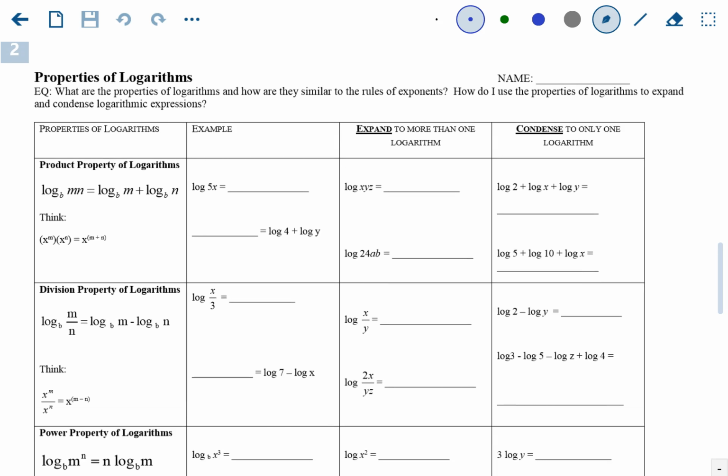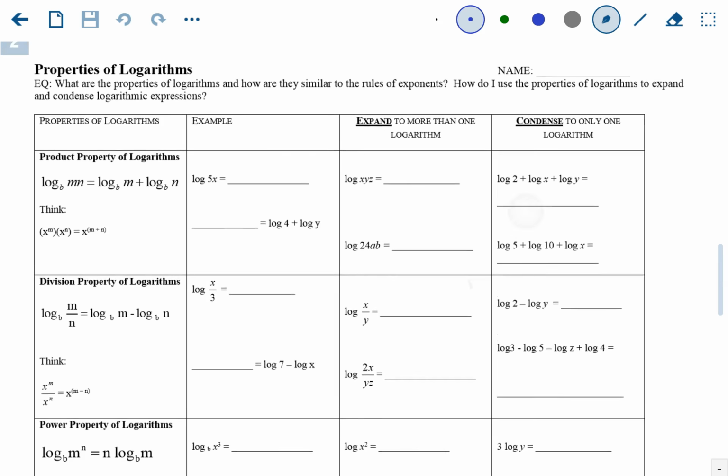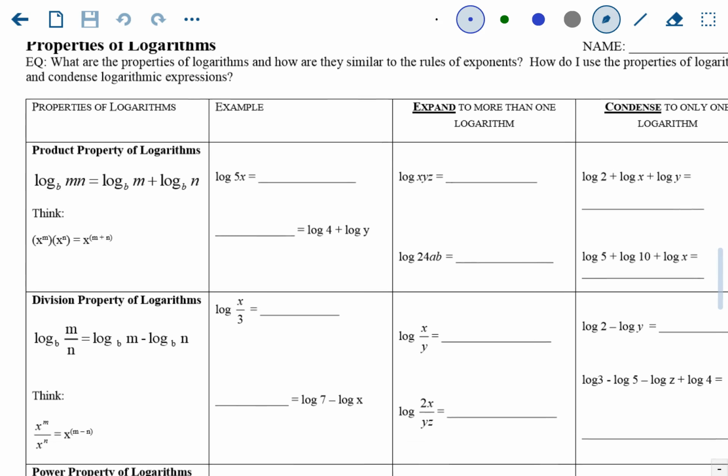These are the same properties we talked about yesterday. They're in roughly the same order, but there's a little more examples on this one. Okay. So we're just going to go through this. The properties of logarithms, we use them to condense and expand logarithms. The first one's the product property. Okay. And now in each of these left-hand boxes, it's the property, what the property does, and it also tells you to think about the exponent property version of it.